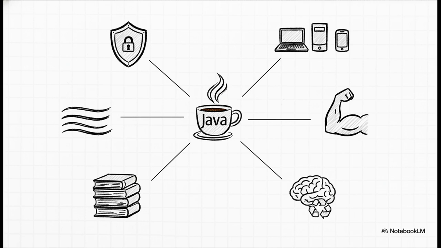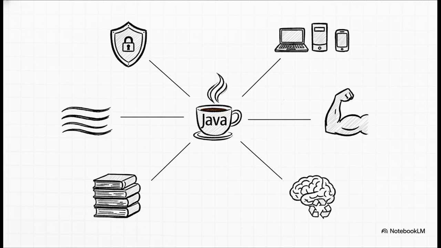I mean, besides being platform independent and object-oriented, Java was built from the ground up to be secure and robust. It's also got some seriously powerful tools baked right in, like multithreading for handling a bunch of tasks at once and automatic memory management, which is a huge lifesaver that prevents tons of common bugs and saves developers countless hours of headaches.